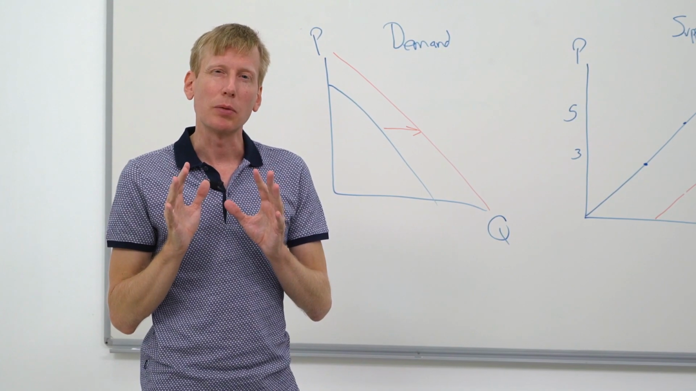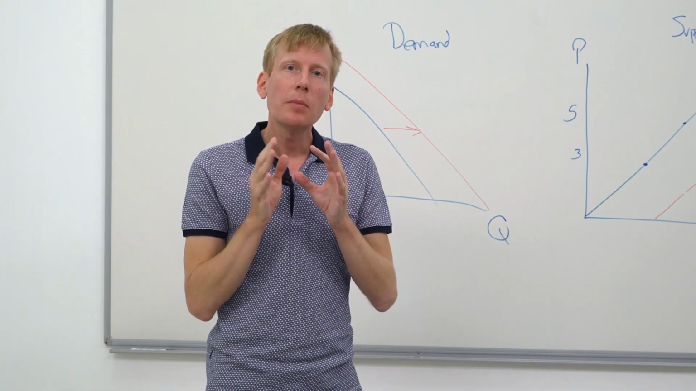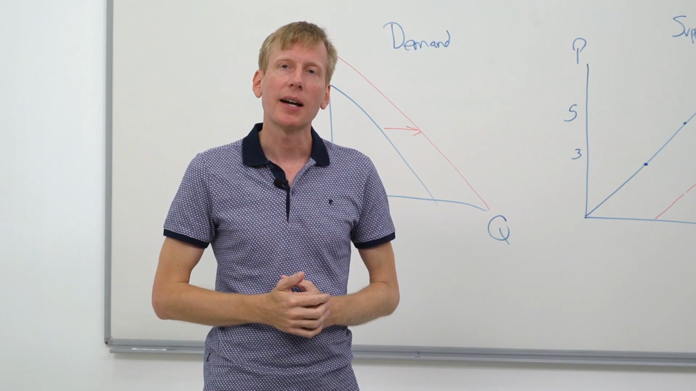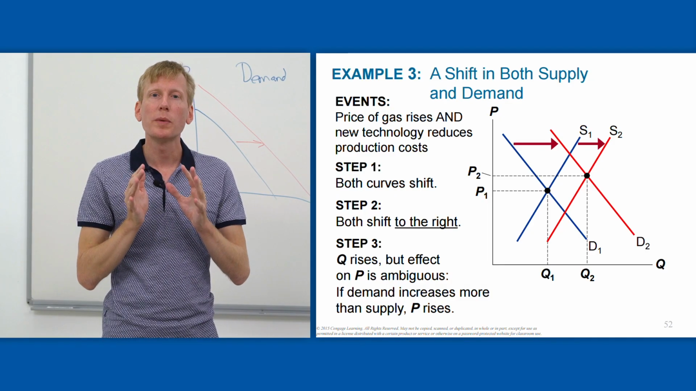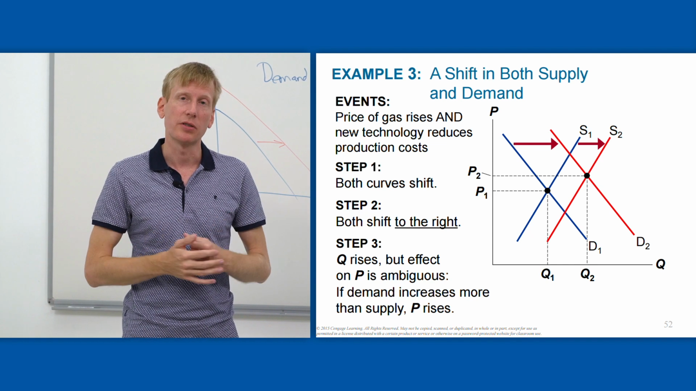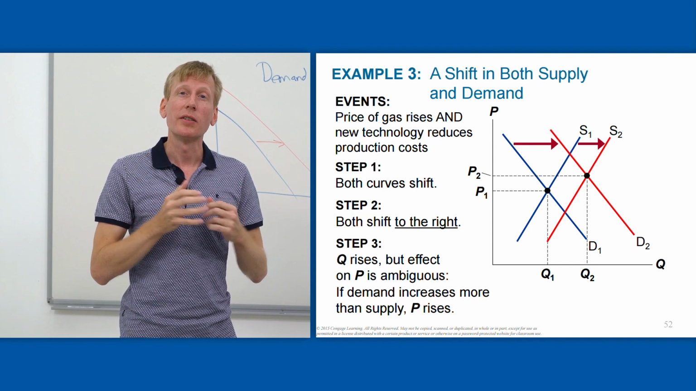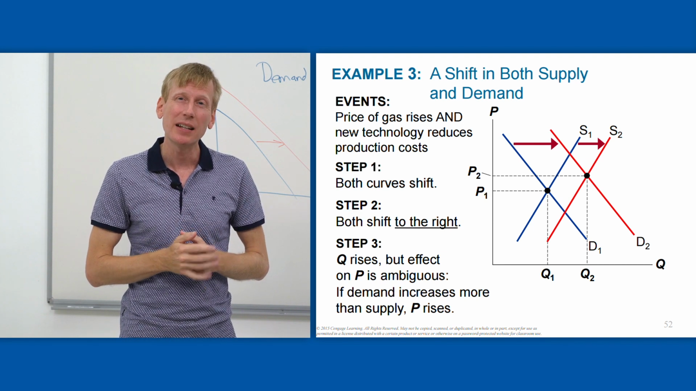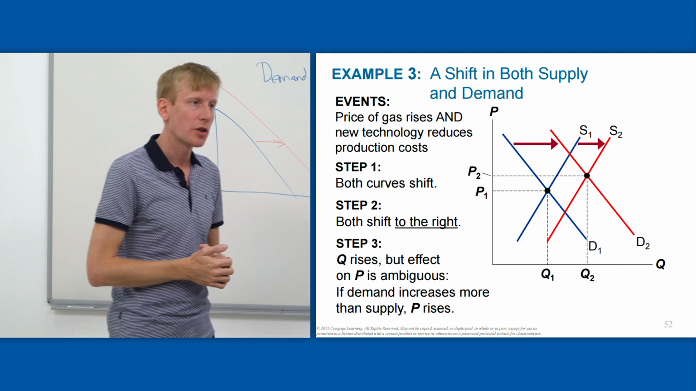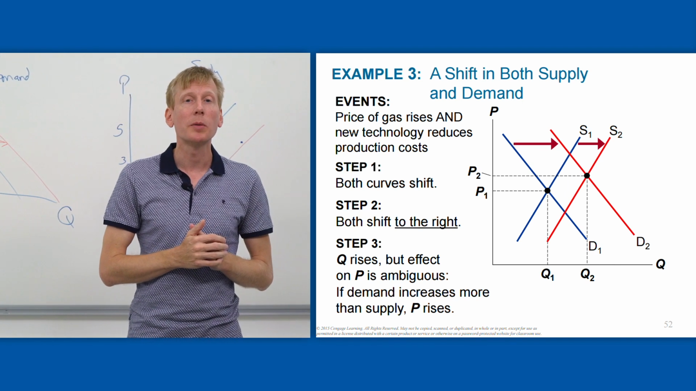Next, the last example we want to look at is what happens if, in the market for hybrid cars, both of these things happen at the same time. So there's an improvement in the production technology that causes the supply curve to shift. And there's also an increase in the price of gasoline that causes demand for hybrid cars to increase.